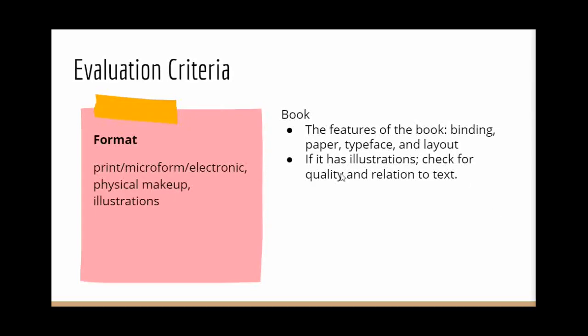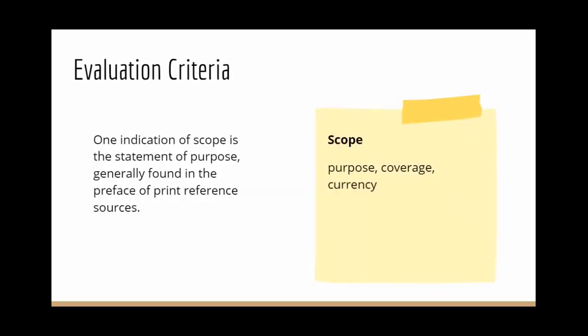So for quality, check if it's not too pixelated, if the pictures are clear, and see if the content of the book relates to the pictures that they are including in the book. Now we also have the scope. Okay, so one indication of the scope is the statement of the purpose. This is generally found in the preface or the preliminary pages of the book. Okay, so scope mostly focuses on purpose, coverage, and currency.